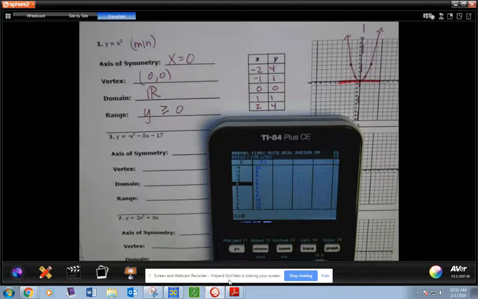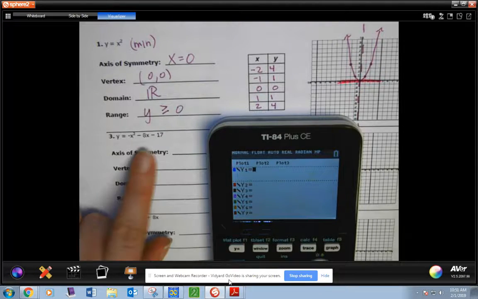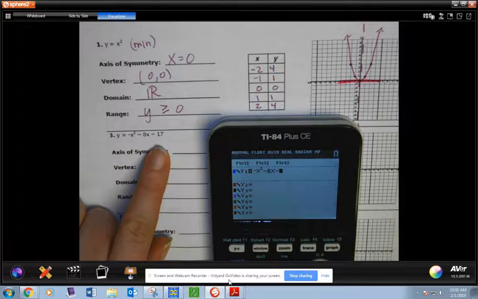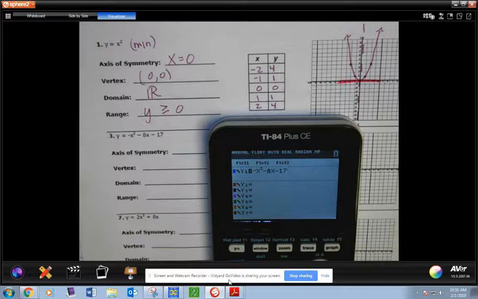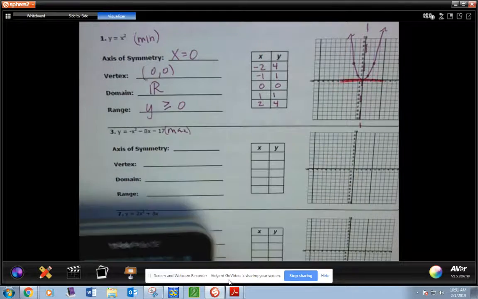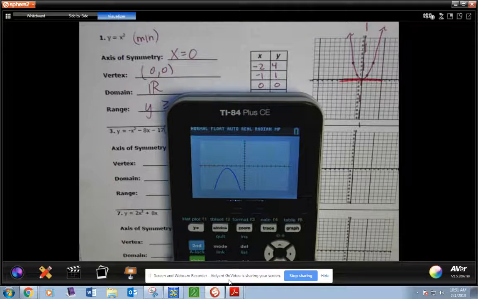So let's do a couple more examples so you can see some small changes. First thing we're going to do is go back to y equals, and type in negative x squared minus 8x minus 17. And we're going to graph it. Now this time, this one gives me a maximum. So I'm going to put max right there so I know. The reason it's a max is because it curves at the top.